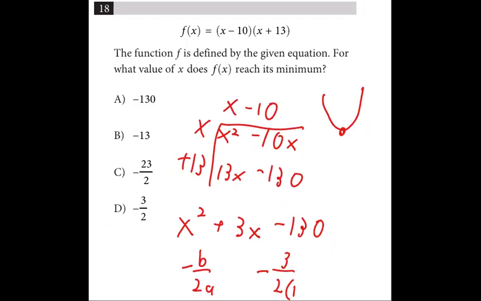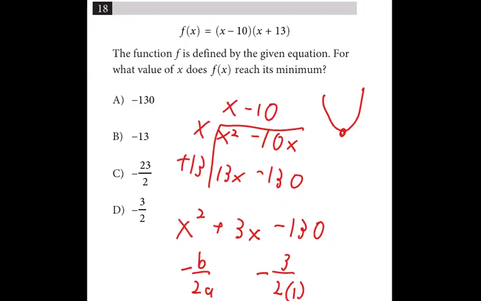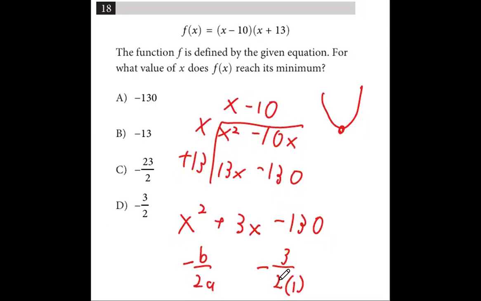So we have negative 3 over 2, which was just negative 3 over 2. That's the answer. So answer is D. That is where it reaches the minimum.